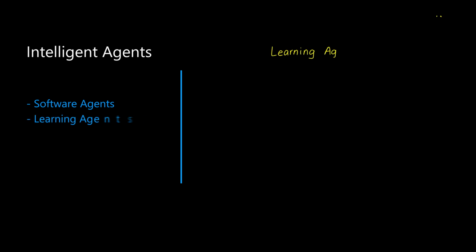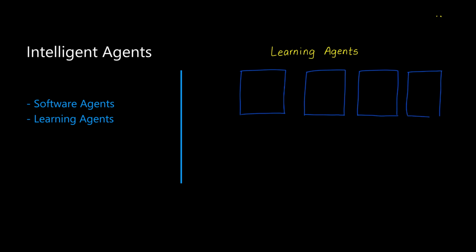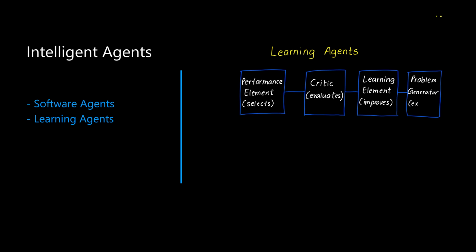Learning agents are more sophisticated. They improve over time through 4 components. The performance element selects actions. The critic evaluates results and decides what modifications are needed. The learning element makes changes to improve future performance. The problem generator suggests exploratory actions to try new approaches.